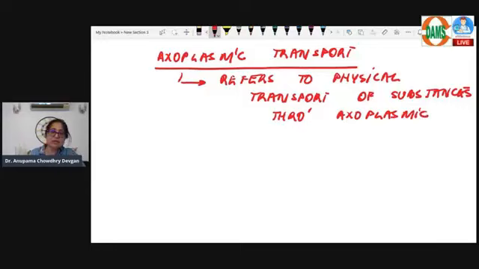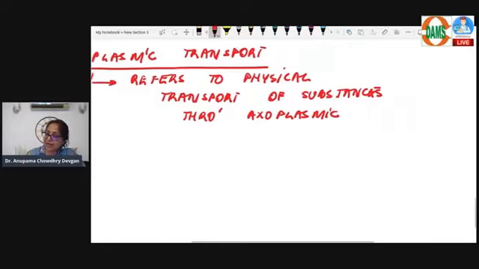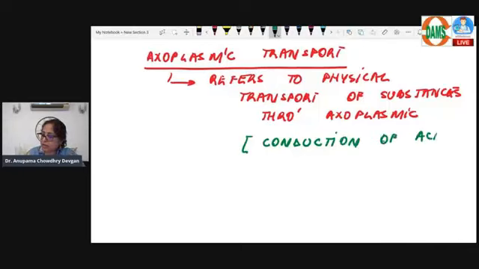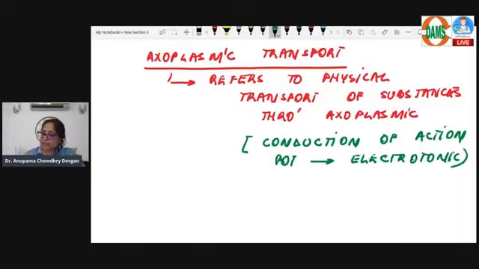Physical transport of substances through the axoplasm. Remember, like I said, what is conduction of action potential? Conduction of action potential is electrotonic. That is not what you mean by axoplasmic transport. Conduction of the action potential is an electrical phenomenon. It is due to movement of charges. This is electrotonic. Axoplasmic transport refers to the physical transport of substances through the axoplasm.